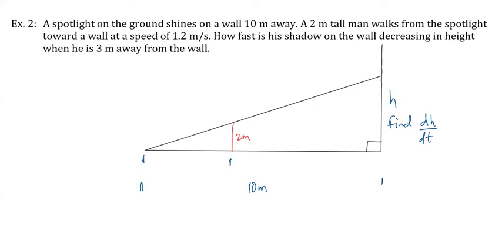I'm going to call this one x. You could call the other one y, I guess, if you wanted actually. Actually, let's do that. We'll call it y. 3 meters away from the wall, so my scale here is pretty bad. If this one is 3 meters, then this one is 7 meters. So what is dx by dt? And what is dy by dt?